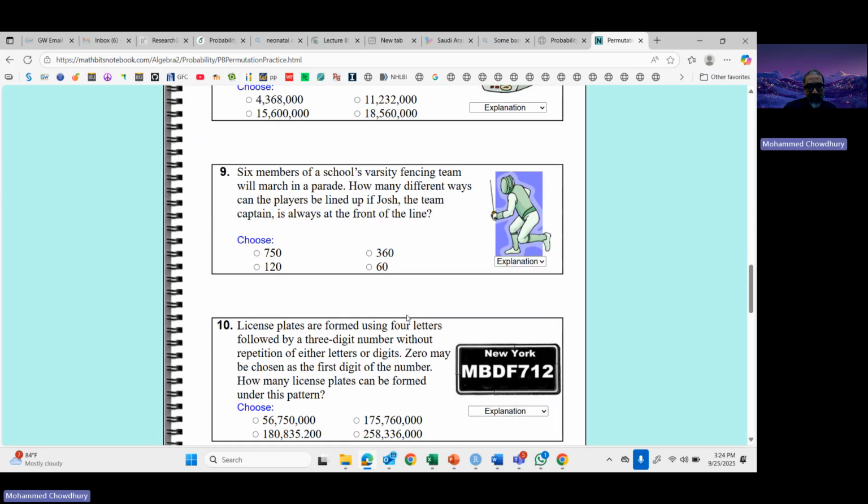Okay. Now, 6 members of a school varsity fencing team will march in a parade. How many different ways can the players be lined up if Josh, the team captain, is always in the front line? This is just the word volume, right? So factorial 5, which is equal to 120.